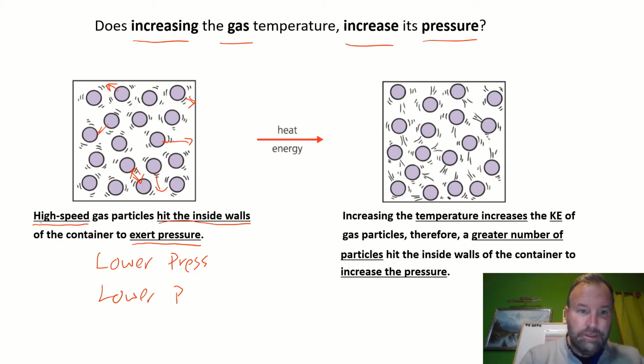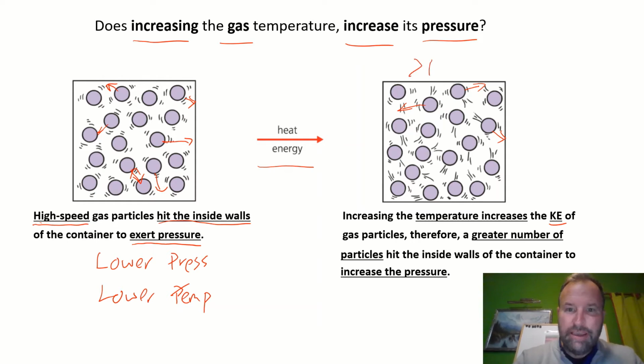Now, if we go to the next diagram, if we increase the temperature here, we can see that the gas particles have an increased kinetic energy. Therefore, there'll be a greater number of particles that hit the wall and hence increase the pressure. So that also increases the probability. So you get a greater number of particles, because of the increased KE, hitting the inside of the container.